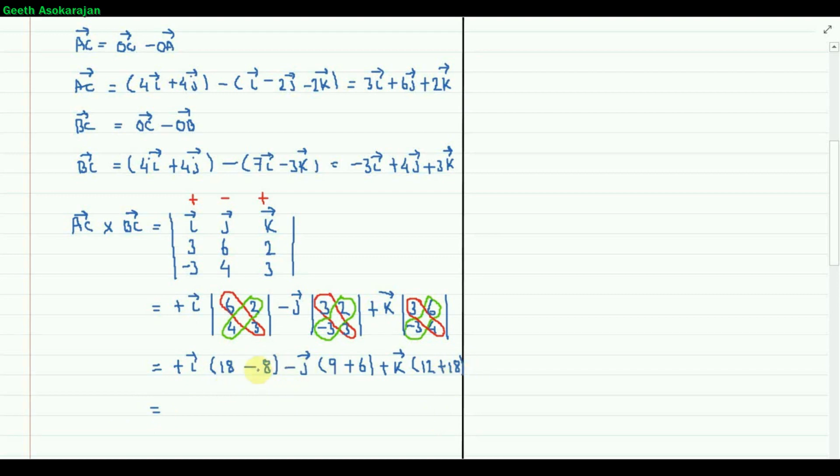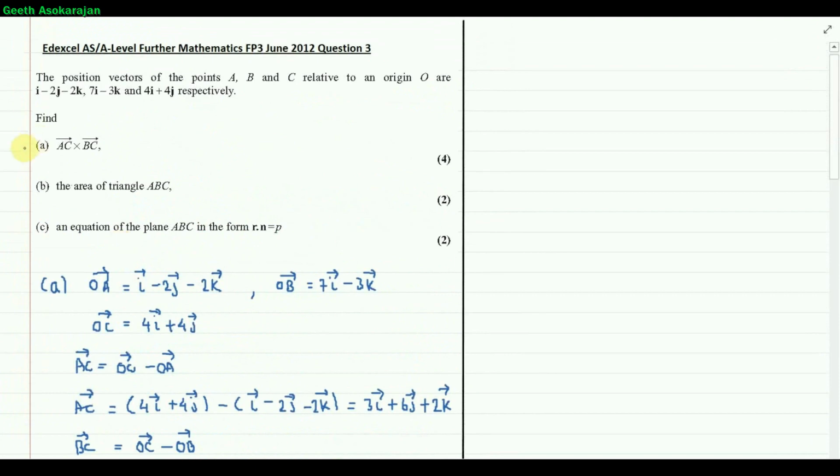Now, let's tidy this up. 18 minus 8 is 10, times i is 10i. 9 plus 6 is 15, multiplied by minus j, minus 15j. And 12 plus 18 is 30, times k, so plus 30k. So this should be the solution for the vector product or the cross product for AC cross BC. So that is the conclusion for part A. So we've done part A.